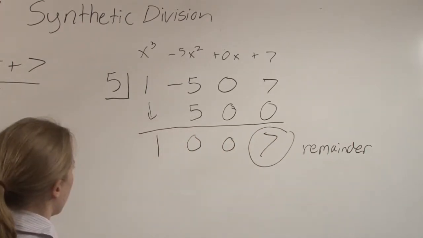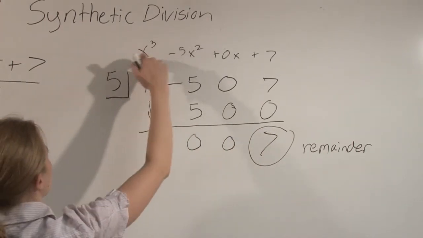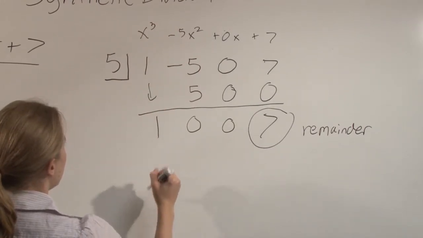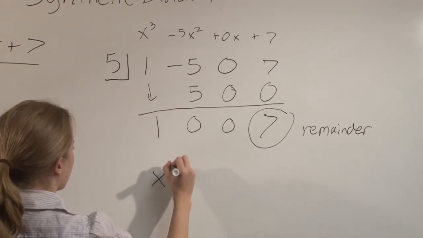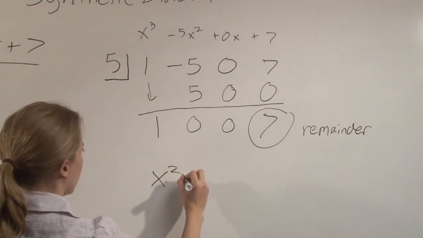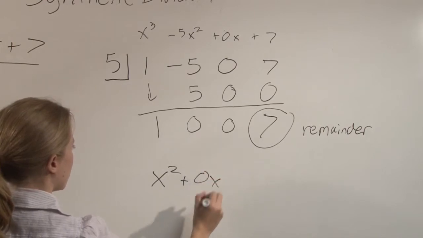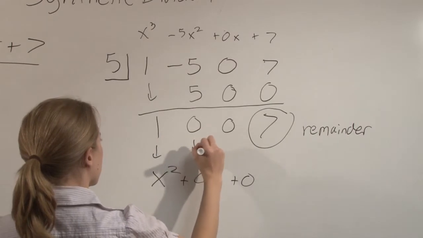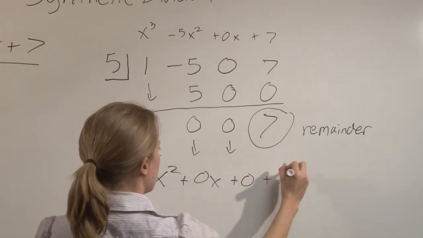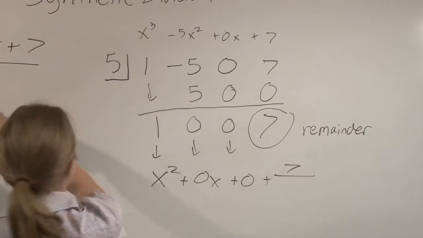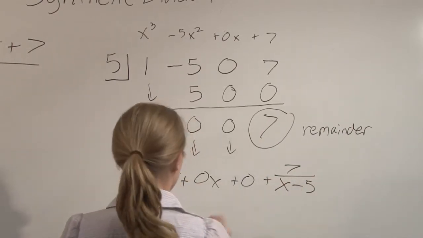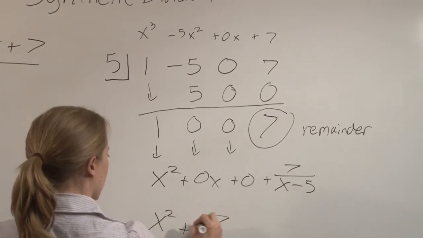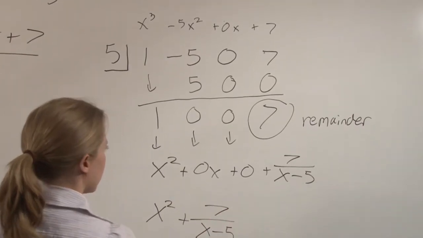So now I'm going to go ahead, and since the first power here was an x cubed, my first term will be an x squared, and that's going to go with the 1. And then I would have 0x plus 0. And then the 7 is going to be over x minus 5. So my final answer, I don't need all these 0 x's here, is going to be x squared plus 7 over x minus 5.